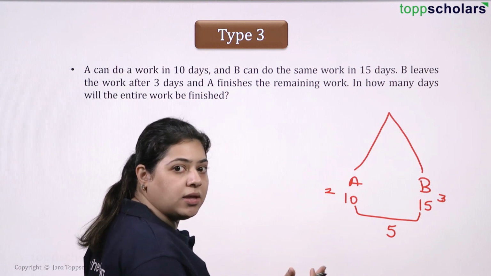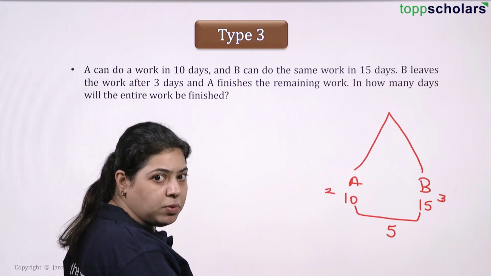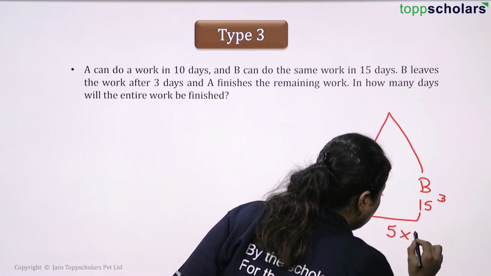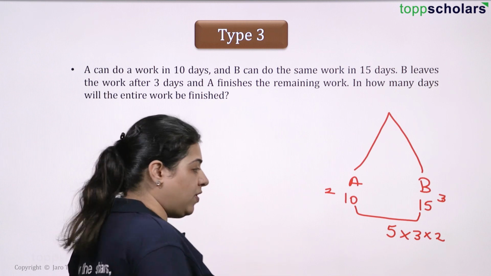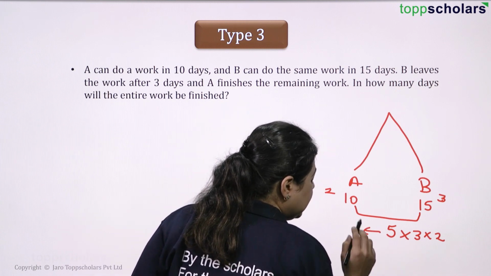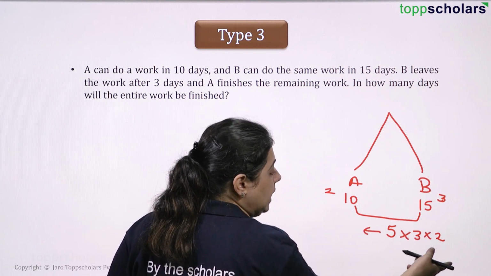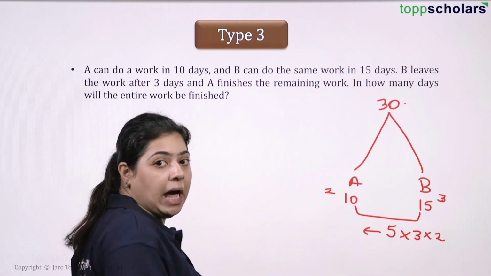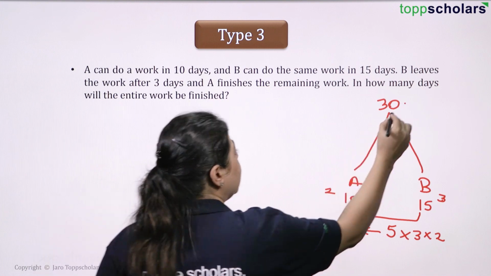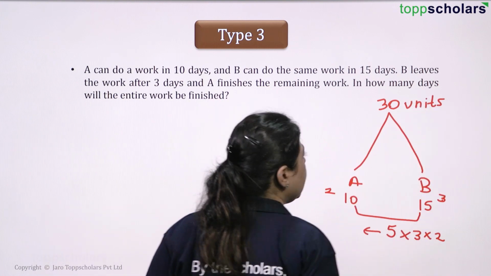There is no other multiple that is common between the two. So, 5 into 3 into 2 will be my LCM of 10 and 15, which is nothing but 5 3s are 15, 15 into 2 is 30. So, the total work that needs to be done is 30 units. Let us say we are taking it in terms of 30 units.